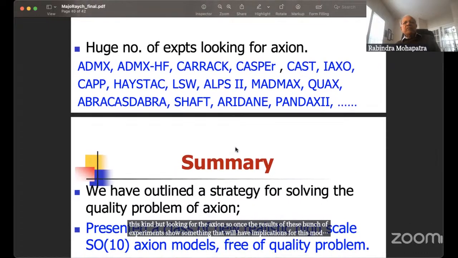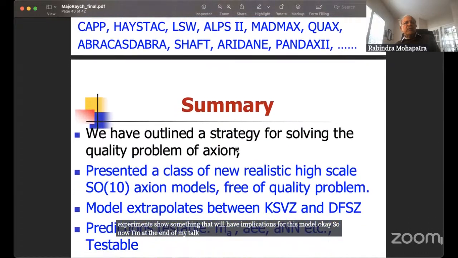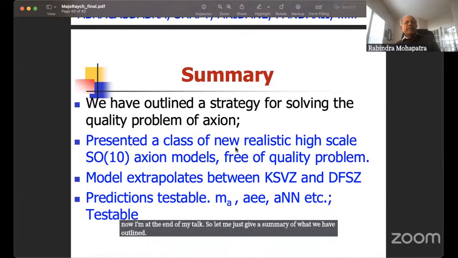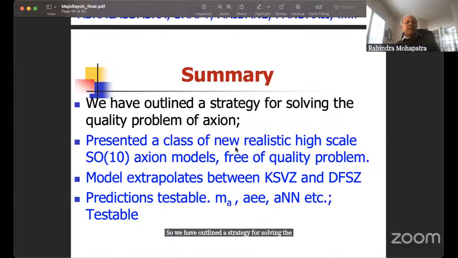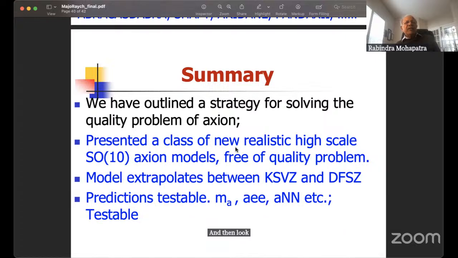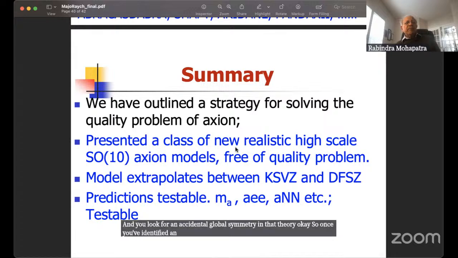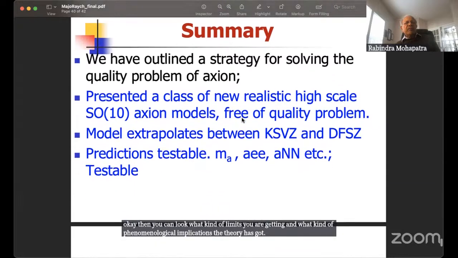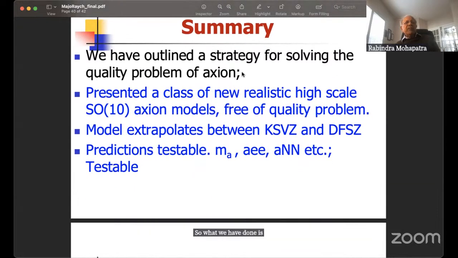Okay. So now I'm at the end of my talk, so let me just give a summary of what we have outlined. We have outlined a strategy for solving the quality problem in the axion. The strategy is that you take the gauge model you want to consider, supplement it with a U(1)_A axial gauge symmetry, and then the U(1)_A and the G must be anomaly free, and you look for an accidental global symmetry in that theory. Okay. So once you've identified an accidental global symmetry, then you are ready to do the axion. Then you can look at what kind of limits you are getting and what kind of phenomenological implications the theory has.